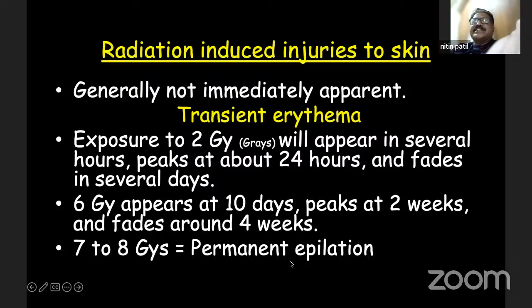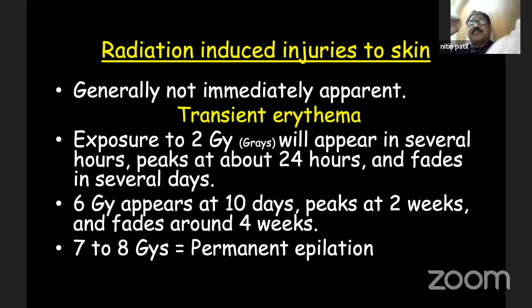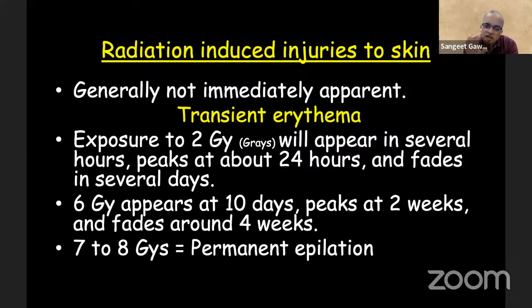No, it's not regarding disappearance. It is regarding the appearance. Two gray appears in several hours, and six gray takes 10 days to appear, because of the exposure. Yes, this is what is given in the literature. I have quoted the literature. It is not my own. So basically, with a lesser exposure, it disappears quickly. The more the exposure, the longer the erythema will remain on the skin.